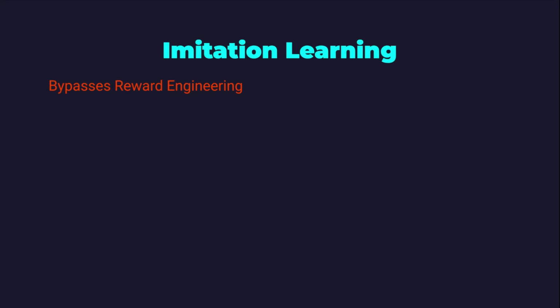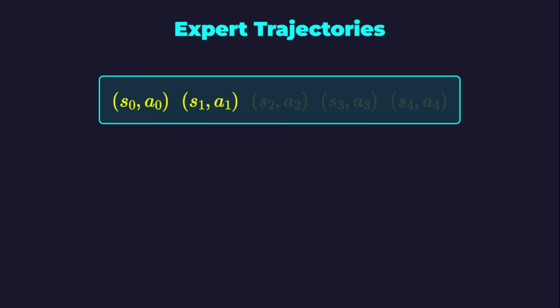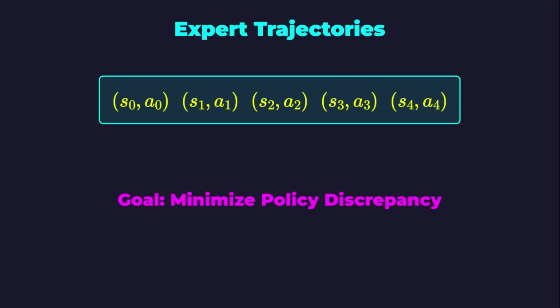Imitation learning bypasses the complex reward engineering required by reinforcement learning. Instead of defining a scalar feedback function, imitation learning trains a policy directly from expert trajectories. An expert trajectory is a sequence of state action pairs collected from a human operator or a pre-programmed controller. The goal is to minimize the discrepancy between the learned policy and the expert policy.